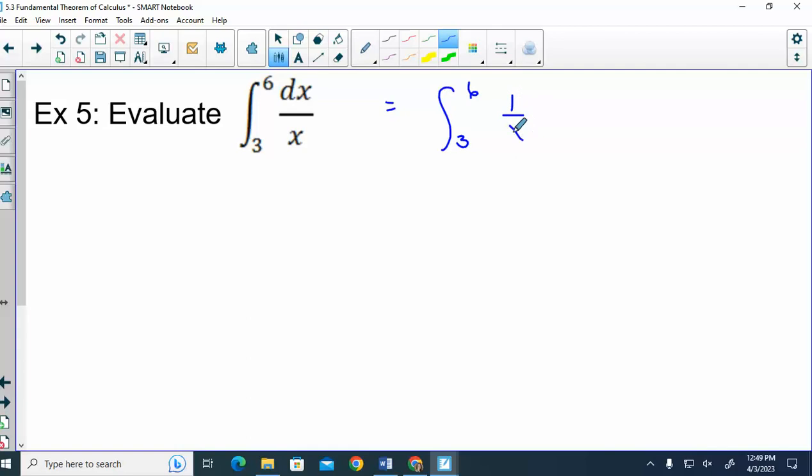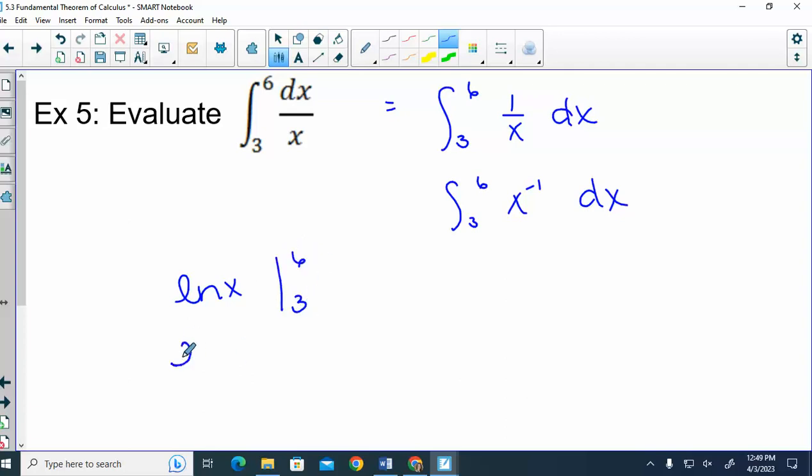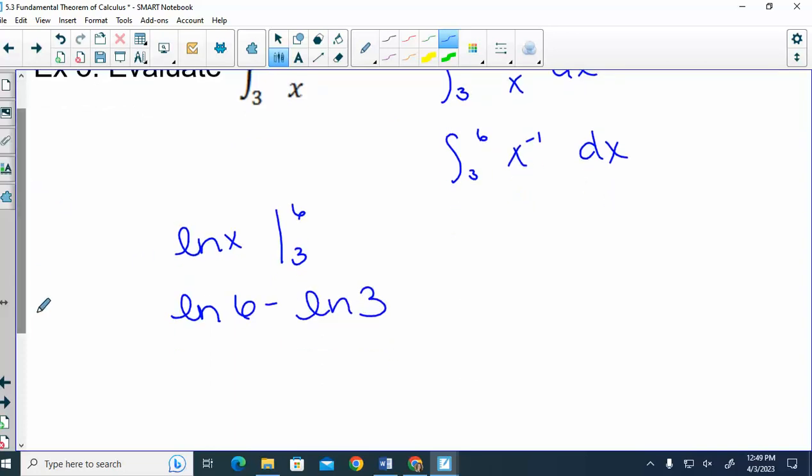You could think of this as 1 over x dx or x to the negative 1 dx, either way. The antiderivative of x to the negative 1, or 1 over x, is the natural log of x. You get the natural log of 6 minus the natural log of 3. Okay, bonus question. Does anybody remember how to combine those? How do you condense logs? If logs are subtracted, we divide the arguments. This becomes the natural log.